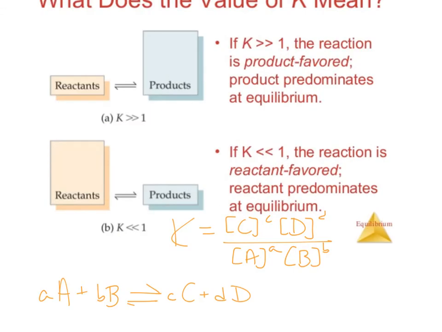K equals, we'll just write K, we won't put a C here. So if K is much less than 1, that means that the denominator has to be much greater than the numerator. If the denominator is much greater, that means the concentration of our reactants is much greater than the concentration of our products. So if K is less than 1, at equilibrium, you have many more reactants than products. The reaction, we say, hasn't really moved to the right in that case.